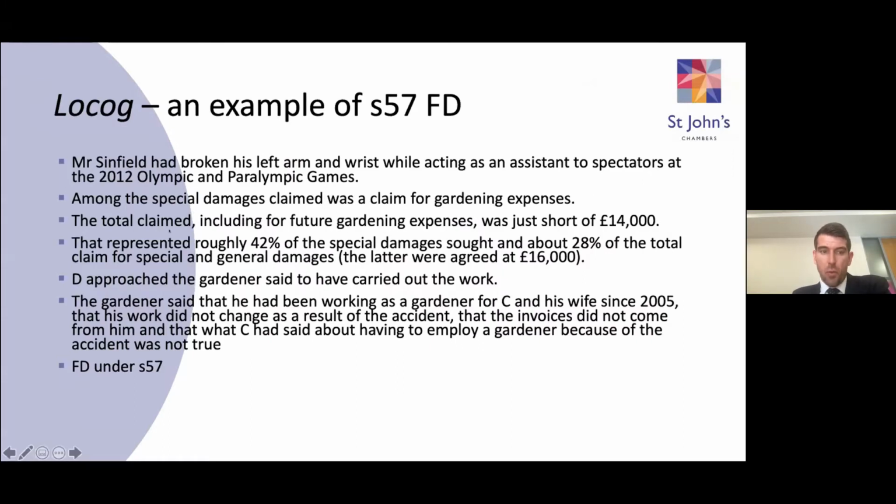And as to what Mr. Justice Julian Knowles thought was the fundamental dishonesty in that case, the claimant had broken his left arm and claimed for gardening expenses. His case was that he'd broken his left arm and his wrist and needed to employ a gardener to carry out gardening work, which he otherwise would have been able to do. He claimed substantially for gardening expenses, which were about 42% of the total special damages and about 28% of the claim for special and general damages.